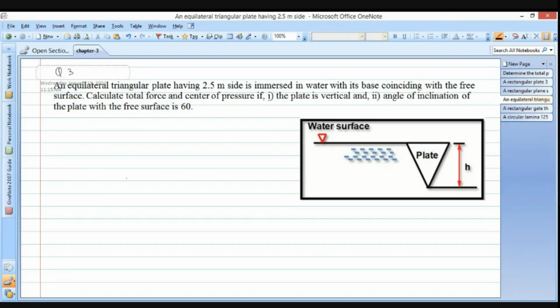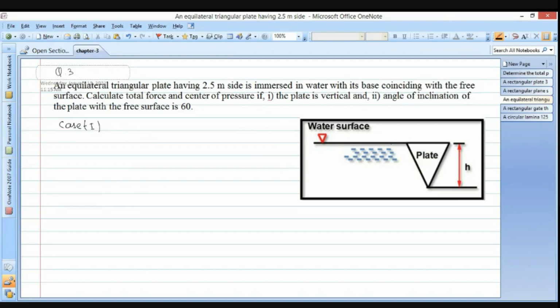So here we have to solve two different numericals, or we have two cases in the same numerical. In the first case the plate is vertical, and in the second case we go with the angle of inclination of the plate with the free surface being 60 degree. So we have to solve the two cases. I'm writing down the first, that is case 1, and I have drawn the figure over here.